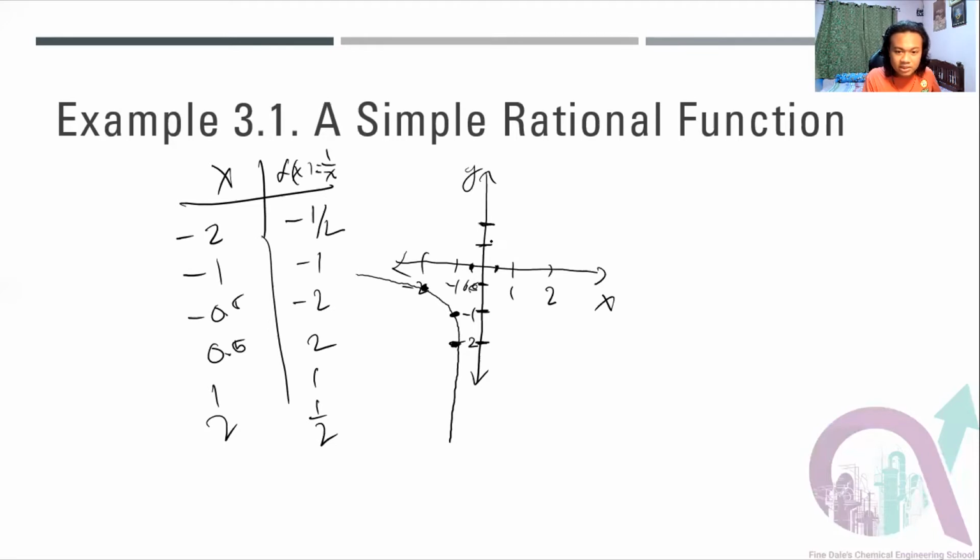And sa kabila naman, kung 0.5, 1, 2. Okay? So, sa 0.5, ang value ay 2. Sa 1, ang value ay 1. And kung 2, 1 half. So, dili siya ma-approach sa 0, ha? Then, ang behavior din ng graph, if i-connect ninyo siya, ganyan.